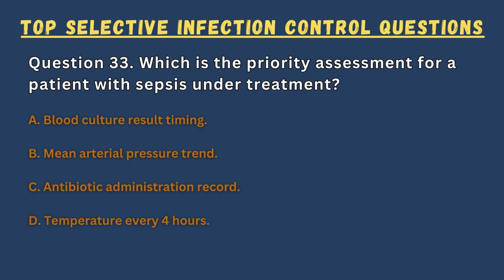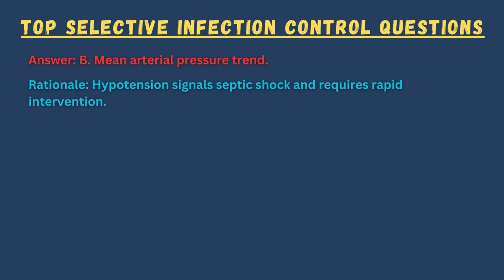Question 33. Which is the priority assessment for a patient with sepsis under treatment? A. Blood culture result timing. B. Mean arterial pressure trend. C. Antibiotic administration record. D. Temperature every 4 hours. Answer. B. Mean arterial pressure trend. Rationale. Hypotension signals septic shock and requires rapid intervention.